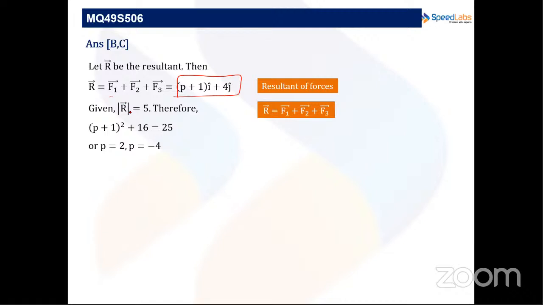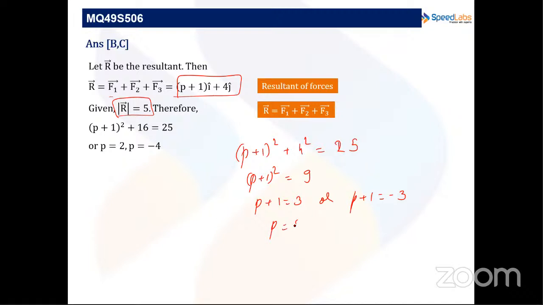It is given that the magnitude of the resultant is 5, that is (P plus 1) whole square plus 4 square is 25. On solving, we will get (P plus 1) whole square equals 9. So P plus 1 equals 3 or P plus 1 equals minus 3. So P will be either 2 or minus 4. So the correct options will be B and C.